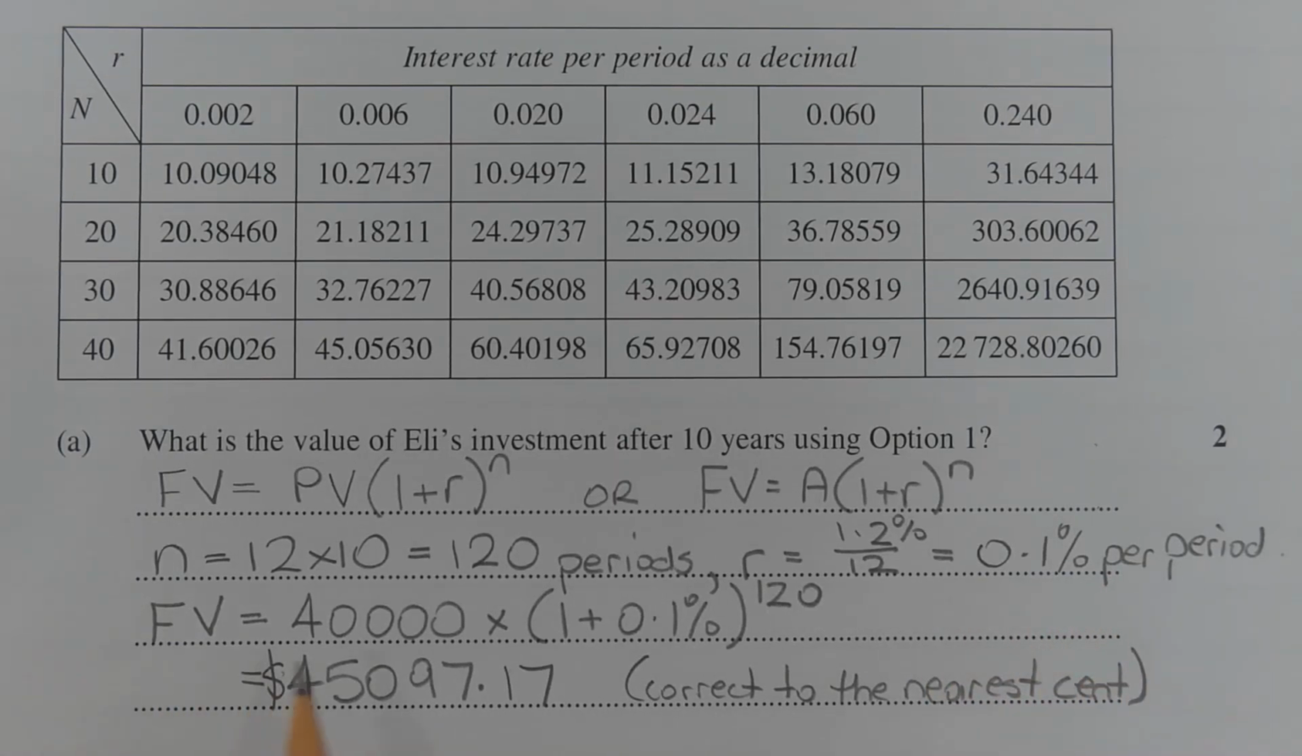So the future value is equal to 40,000 times (1 plus 0.1%) to the power of 120, which equals $45,097.17, correct to the nearest cent.